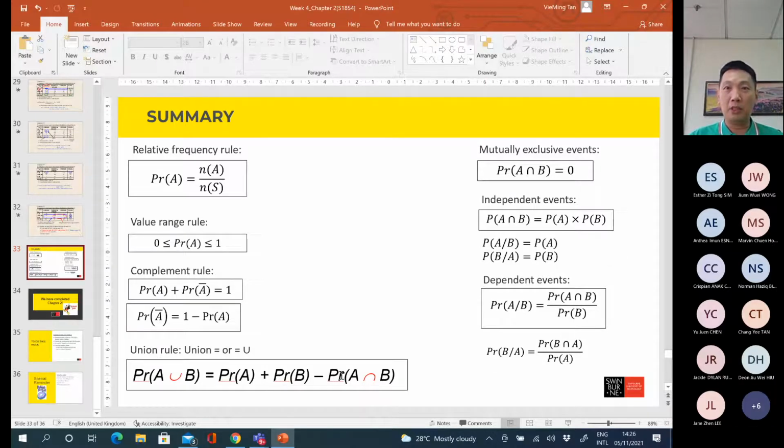So you can see the difference between mutually exclusive and independent events. For mutually exclusive, A intersect B is 0. For independent events, A intersect B is equal to probability A multiplied by probability B. Can you see the difference between mutually exclusive and independent events? I'll stop for a while. Because of this, you may have found that when you want to calculate A union B, this term will be slightly different for these two types of events.